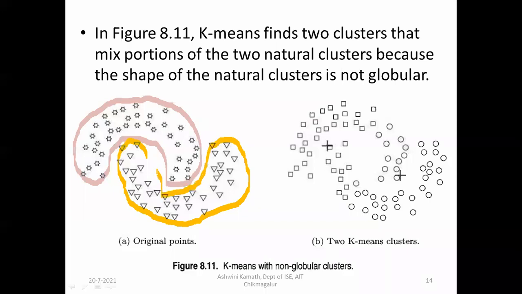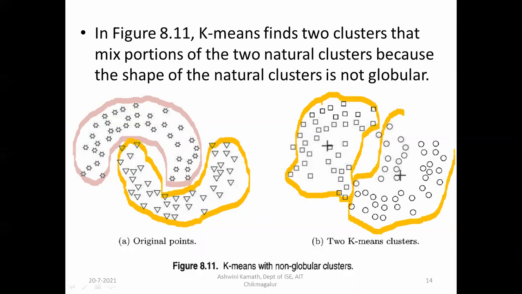Okay, this is another cluster. But what is happening here? It has created clusters like this. This is one cluster, and the remaining points, that is one more cluster. Okay, it has created it like this. This is because the shape of the natural cluster is not spherical, it is not globular.